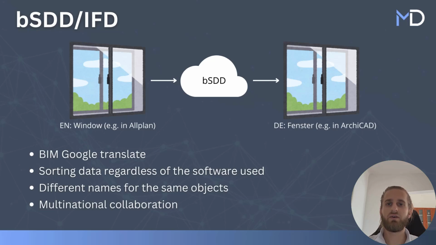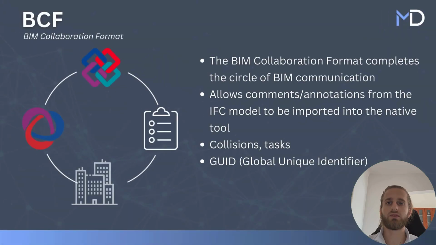So for instance, if I work in Alplan and draw a window in English, it will be called a window. If I transfer it via IFC to someone using ArchiCAD in German, it will be called a Fenster. This is possible because of BSDD, which translates elements automatically based on their properties. Different names for same objects ensure multinational cooperation and communication, even though many software solutions now offer multiple languages to overcome the language barriers. The next buildingSMART open BIM standard is BCF, the BIM collaboration format.